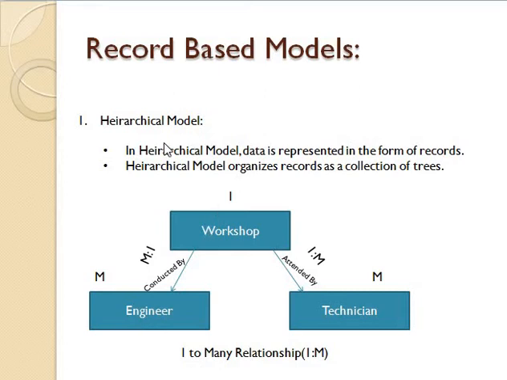This is because this hierarchical model follows only one-to-many relationship, where there can be only one workshop. There can be many engineers, but there has to be only one workshop. But if many workshops are being conducted by an engineer, this model will fail because it won't be able to tell you the names of all the workshops being conducted by the engineer, as this model does not support many-to-many relationship. It supports only one-to-many relationship.